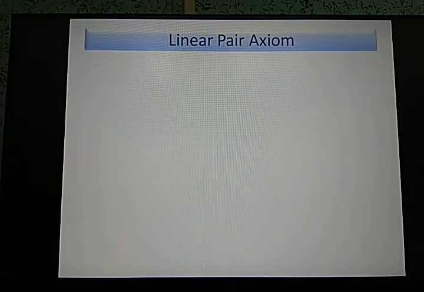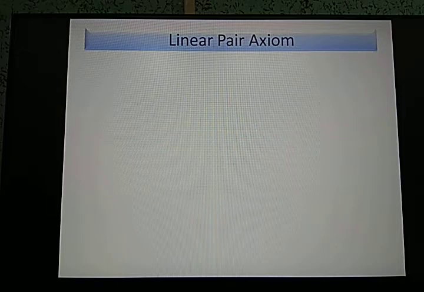Hello everyone. Today we are going to discuss one important axiom as well as one important theorem related to the linear pairs that we have learned in our earlier class. So let us begin. The name of the axiom is called linear pair axiom. Now already the name states linear pair.